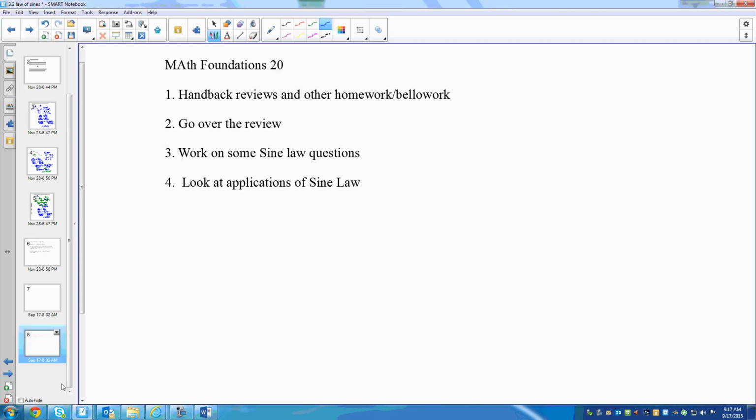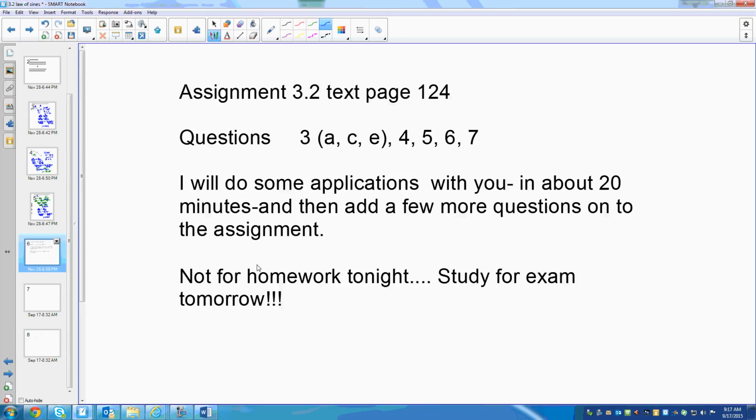So your assignment is right here. It's on page 124 of the text. It's questions 3 a, c, e, and questions 4, 5, 6, and 7. It's not for homework tonight. Your homework tonight is to study. It'll be due on Monday, okay?